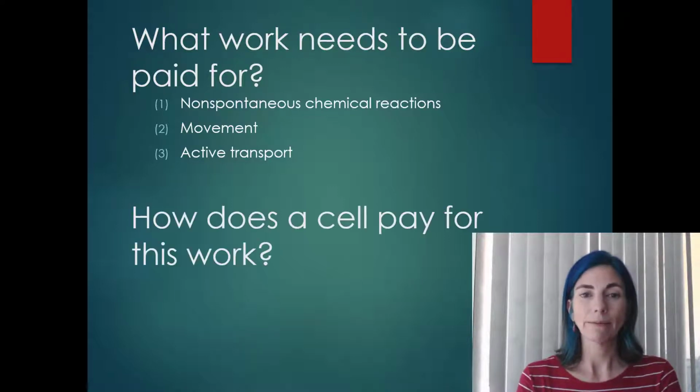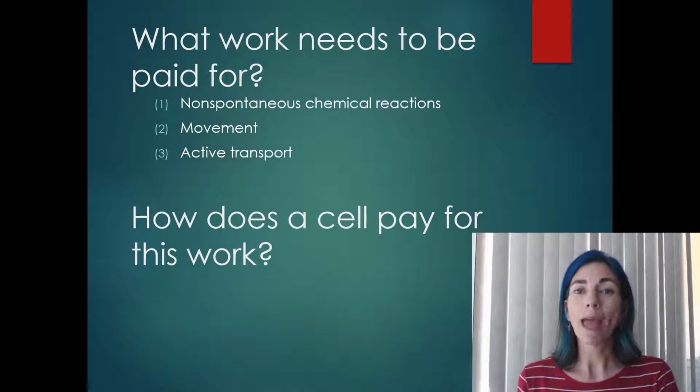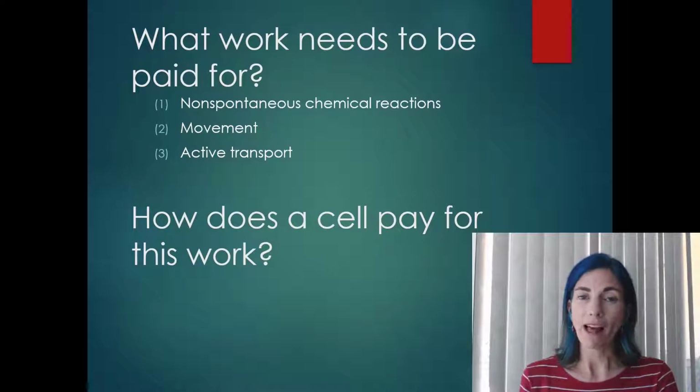So now that we've covered three types of work that a cell might do, let's get to our real question, which is how does a cell pay for this work? Now, from Chapter 10 of the workbook, you know that there are two types of potential energy that a cell might use. By far, the most common is chemical energy, the energy stored up in covalent bonds. But sometimes concentration gradients are used as well.